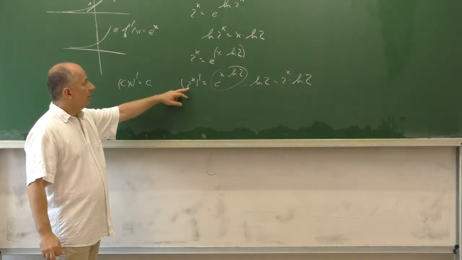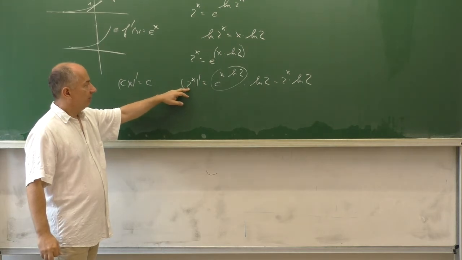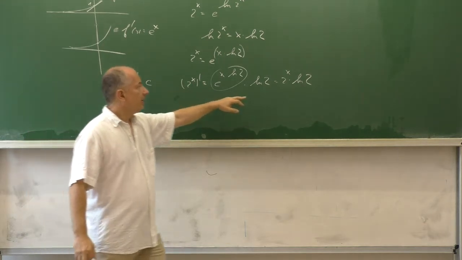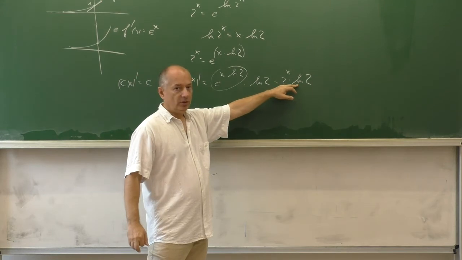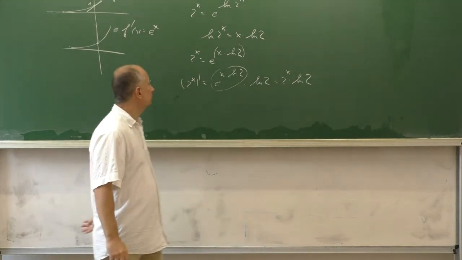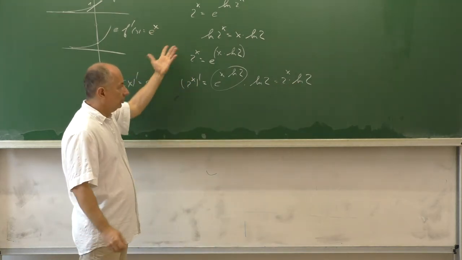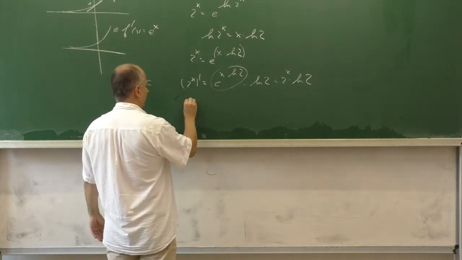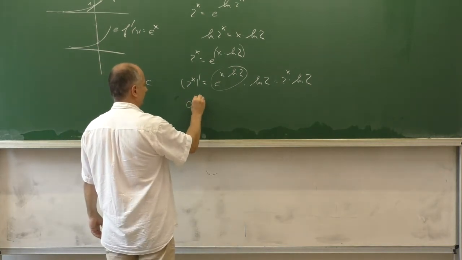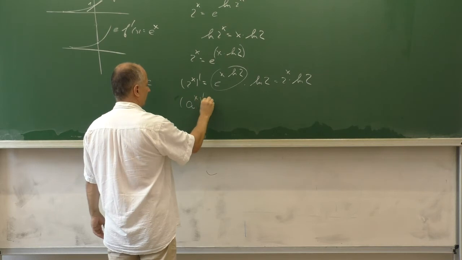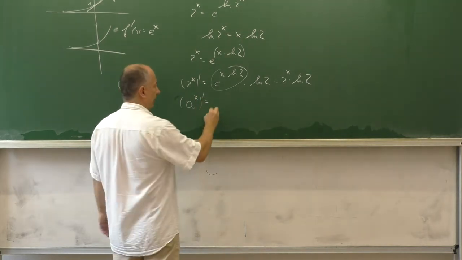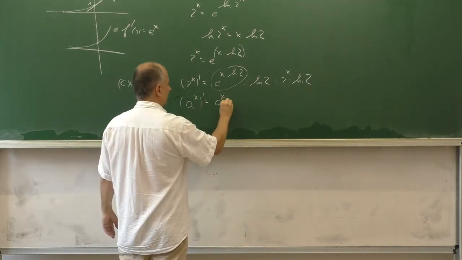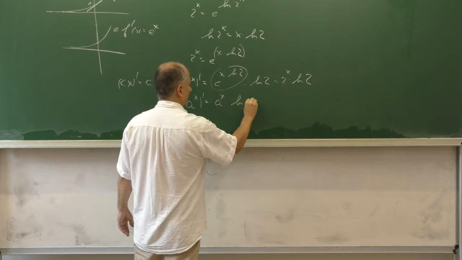So the result is that the derivative of the exponential function is the function itself times the logarithm of the base. This was for the base 2, but for any base, let's call it a, the derivative of a to the power of x is the function itself times the logarithm of the base.